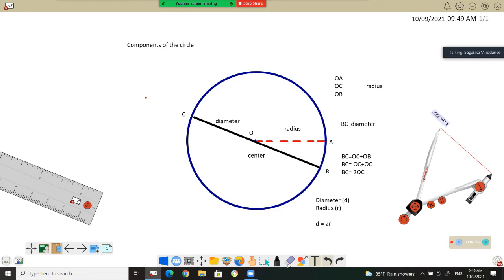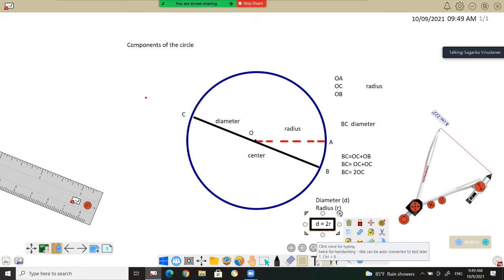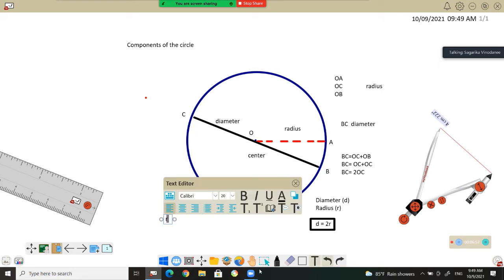As an example, this is a very important thing, right? Very much important. This one, twice R, right? So that means if we already know the radius, as an example, R is given as 4 centimeter, then diameter D equals 10 centimeter. Twice.